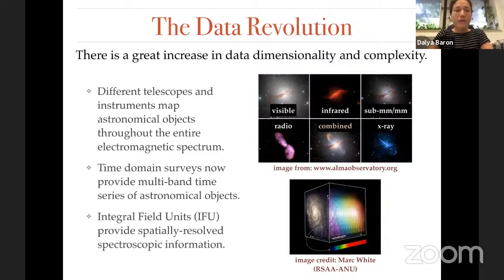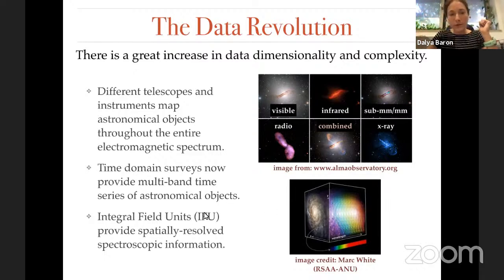So we have today different telescopes and instruments that map astronomical objects throughout the entire electromagnetic spectrum. You can see here an example of a galaxy that was observed in visible, infrared, submillimeter, radio, and X-ray, and you can see different features in these different images. And we have various astronomical objects for which we have this multi-wavelength information. So the complexity of the data is much larger. In addition to that, in time domain surveys, we have multi-band time series, so not a single band, but multi-bands.